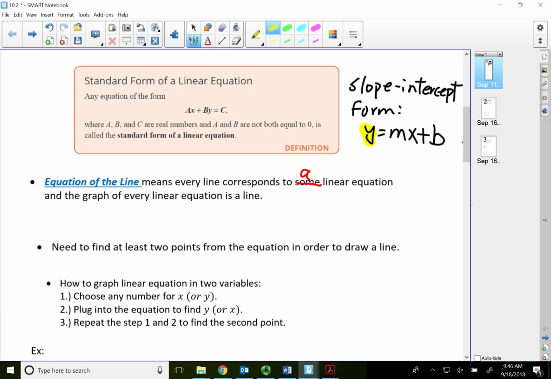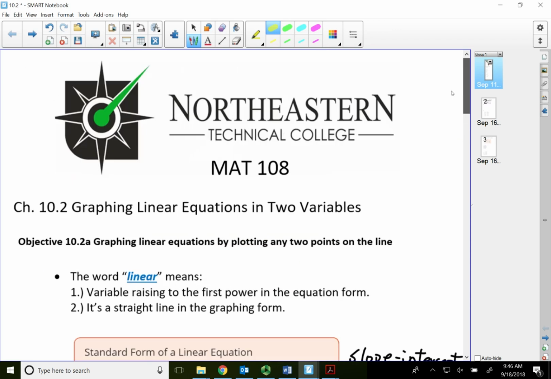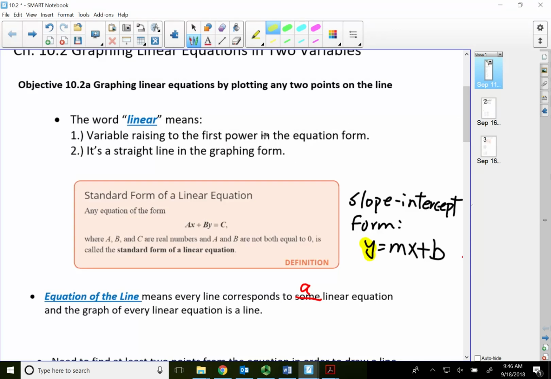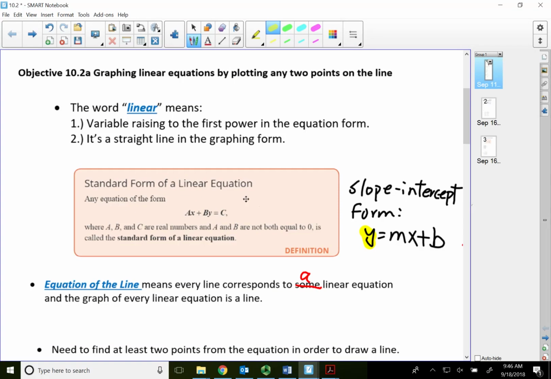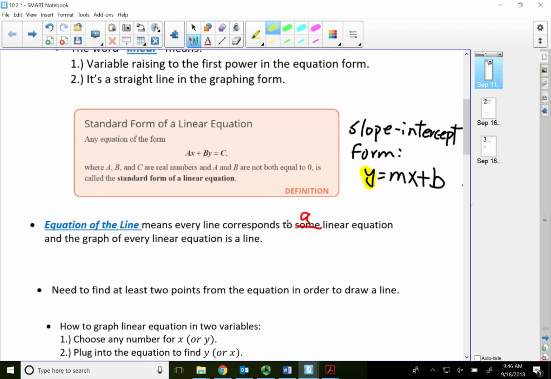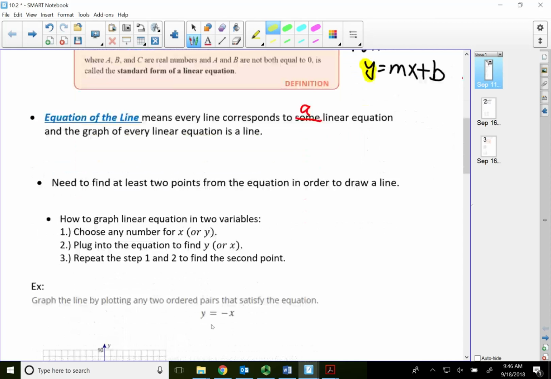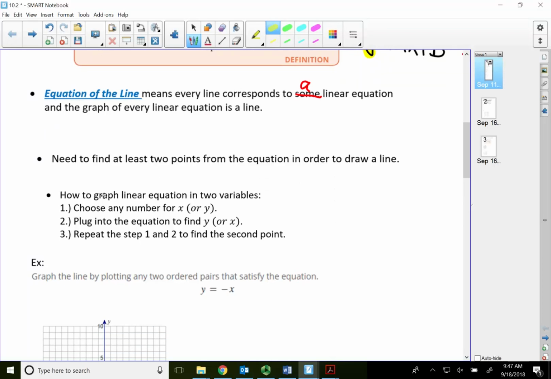In this lecture video, I'm going to show you one of the three ways we graph linear equations. The technique in this method is basically using the equation of the line to find two points so we can connect them with a line. We need to find at least two points from the equation in order to draw a line.